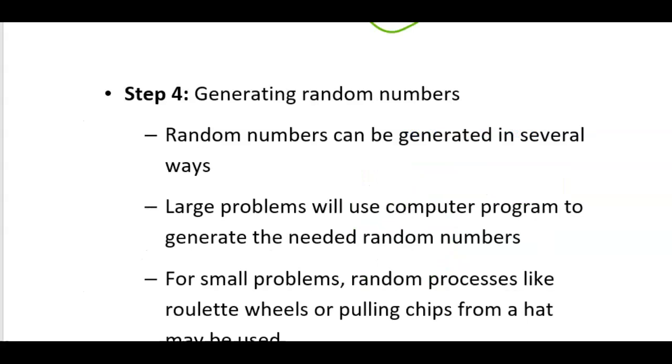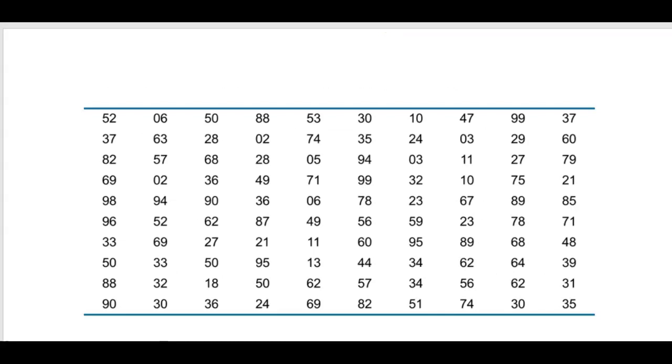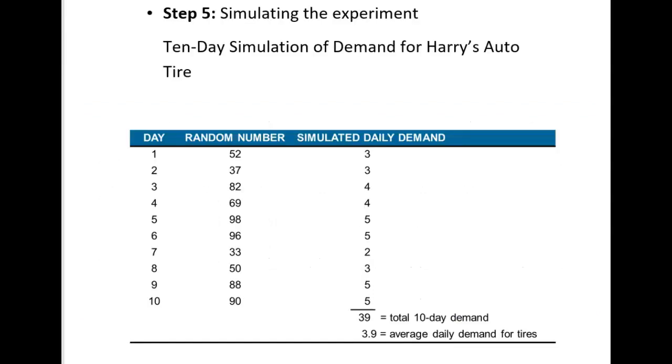The next step is to generate the random numbers. But basically, in class or in the exam, these random numbers will be given to you, so you don't have to worry about it. We will just give you a random number table, and you have to use that table in order to simulate the experiment. This is an example of a random number table that you are going to use.